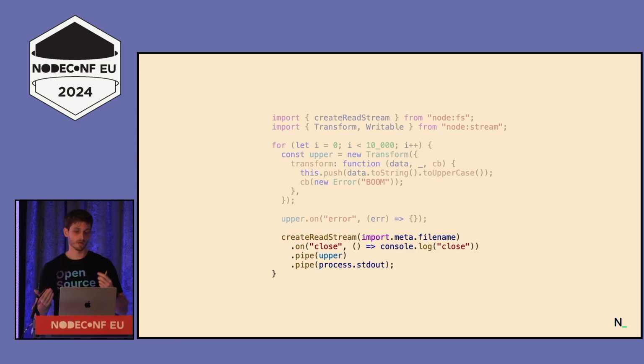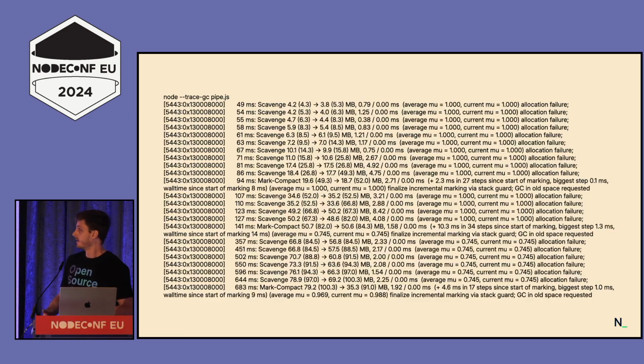And why is that? Because we are using pipe. And pipe is not aware of the whole pipeline. So if I have an error on the transformation, I have no way to tell the readable stream, OK, we had an error. You need to close. So I won't get this.